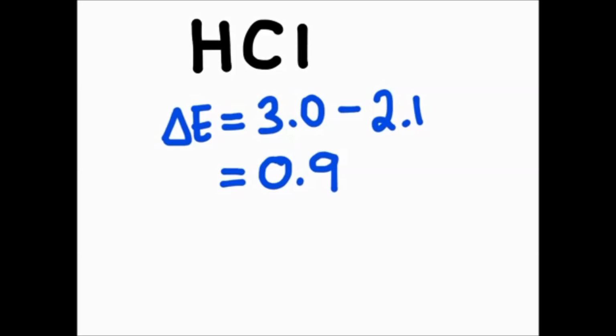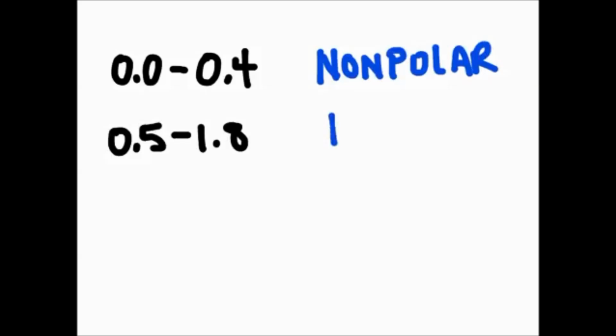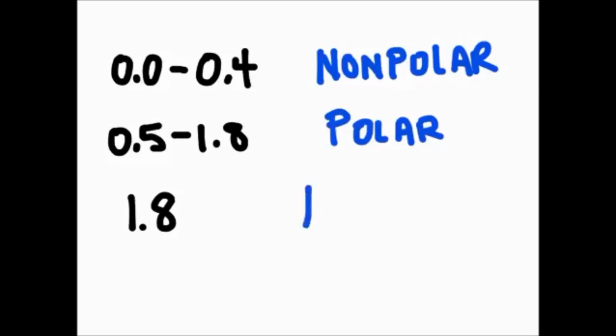But what does this mean? Well, generally, if we have a difference of 0 to 0.4, we're going to have even sharing of the electrons. We're going to call this type of bond a non-polar bond. If we have 0.5 to about 1.8, we're going to have uneven sharing of the electrons, and we call this a polar covalent bond. Finally, if we have values that are greater than 1.8, generally we're going to have an ionic bond, and we're going to have one element being strong enough or a great enough electronegativity to steal the electron from the other atom.